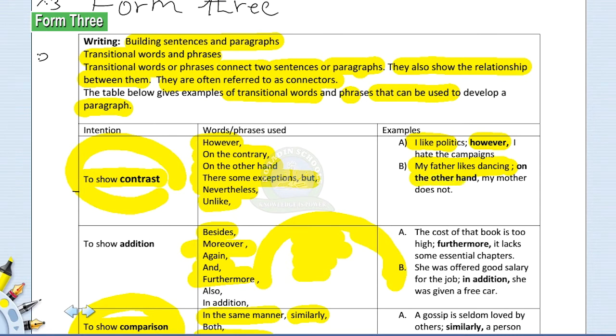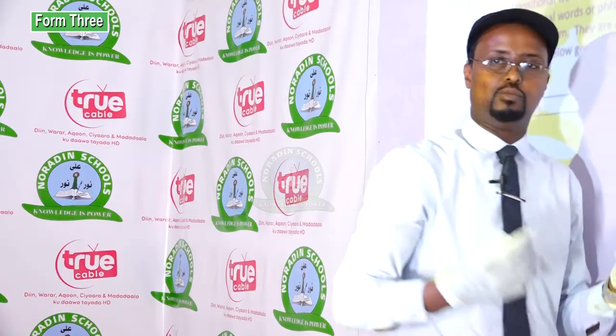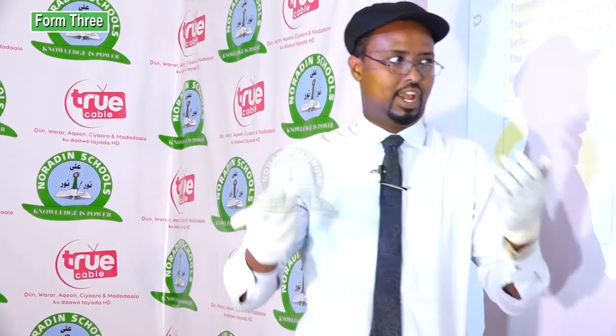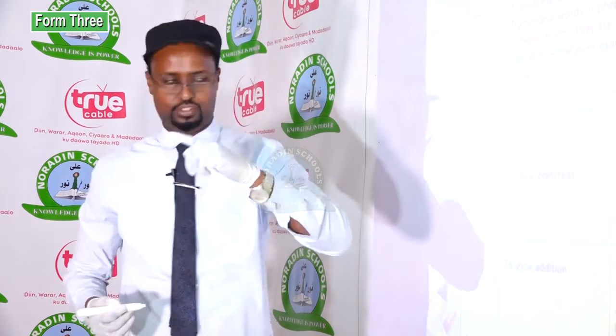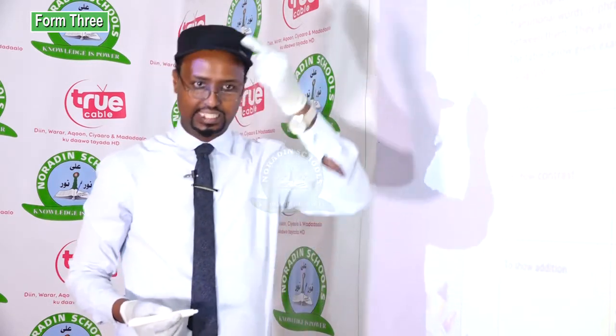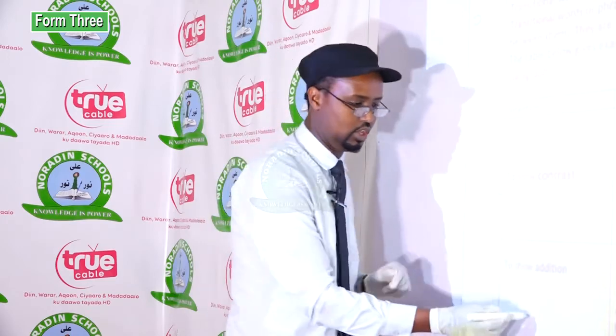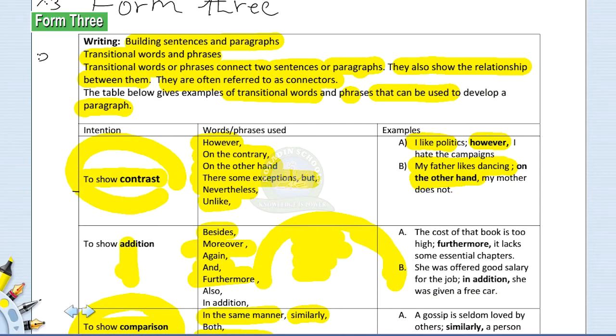What about if I repeat the same word however in this example, and I'm speaking to people or writing something? It won't be correct repeating the same word over and over again. So I said, my father likes dancing. On the other hand, my mother does not. So you better change transitional words instead of repeating one transitional or linking word 10 times or more than 10 times.